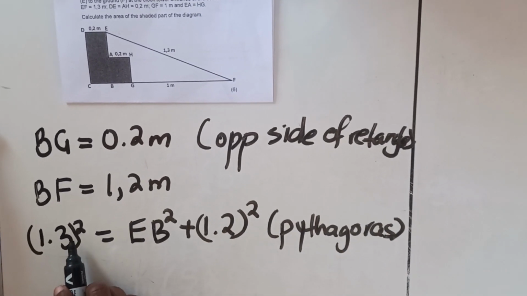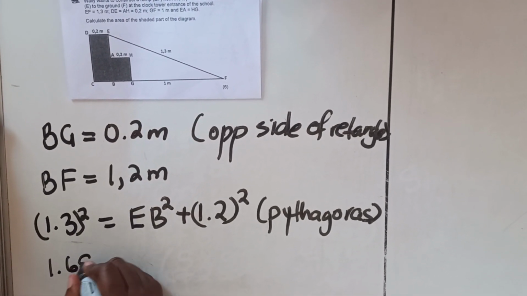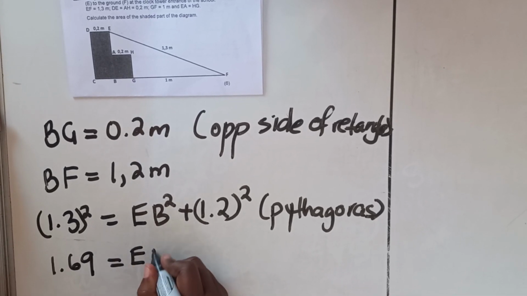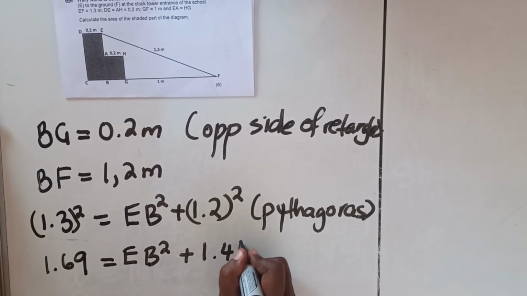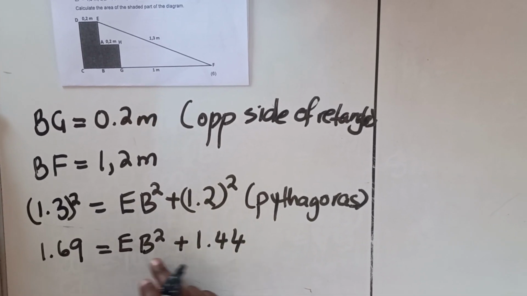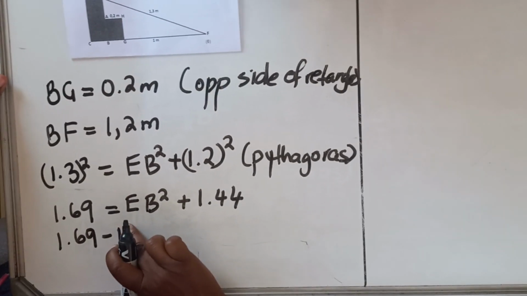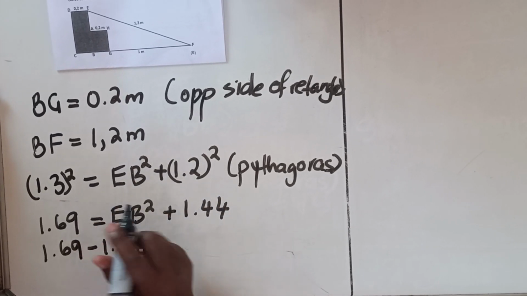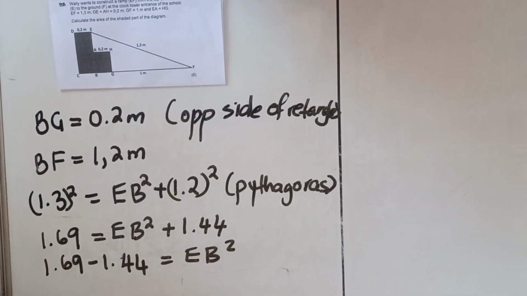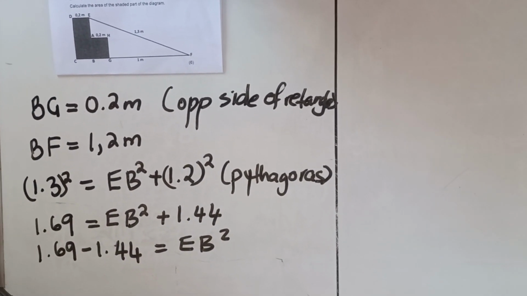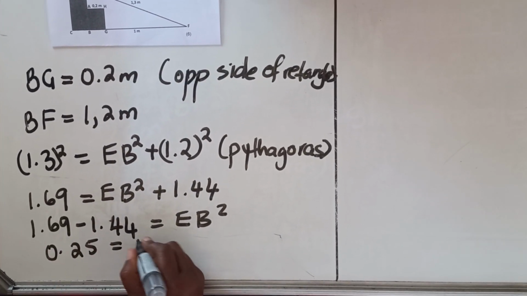Right, 1.3 squared, take your calculator, 1.3 times 1.3, you get 1.69, which is equal to EB squared plus 1.2 times 1.2, you get 1.44. And then I want EB, so I'm going to take this to the other side. It's going to be 1.69 minus 1.44. If I take it to the other side, it changes the sign, and then it's EB squared. Let me use my calculator. 1.69 minus 1.44 is equal to 0.25, which is equal to EB squared.